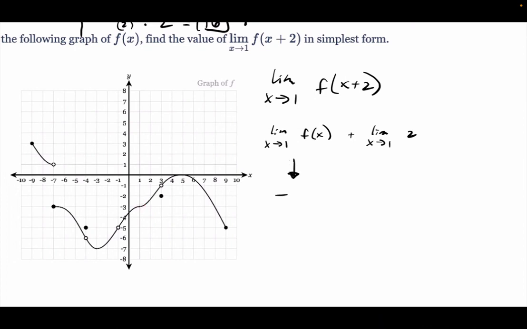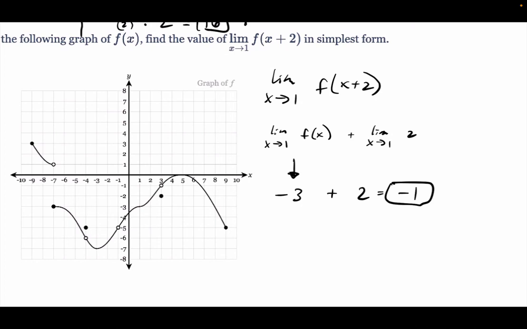So even if there's a hole in the actual spot, it doesn't really matter. For a limit, it doesn't matter. And then what is the limit as x approaches 1 for 2? Just 2, because I can't plug in 1 anywhere, right? It's always going to be 2. That's one way to do it.